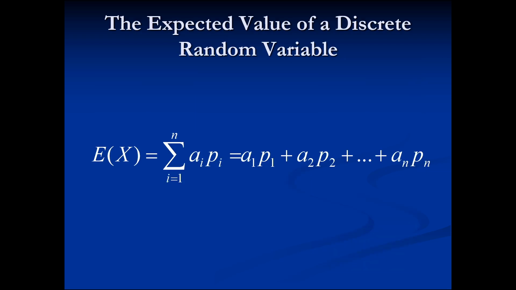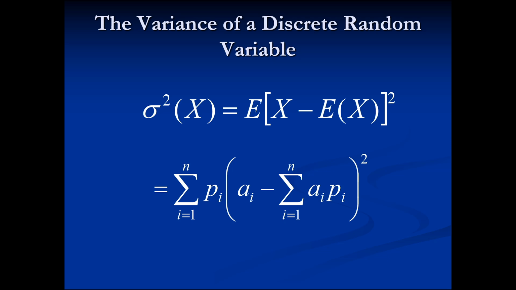Another topic is the expected value of a random variable. The formula is E of X equal to summation over i equal to 1 to N of ai into pi, where i varies from 1 to N. So we substitute i as 1: a1 p1 plus a2 p2 plus etc. up to an pn. Next, the variance is sigma square of X, equal to the expected value of X minus expected X, whole square. That value is summation i equal to 1 to N of pi into ai minus summation i equal to 1 to N of ai pi, the whole square.